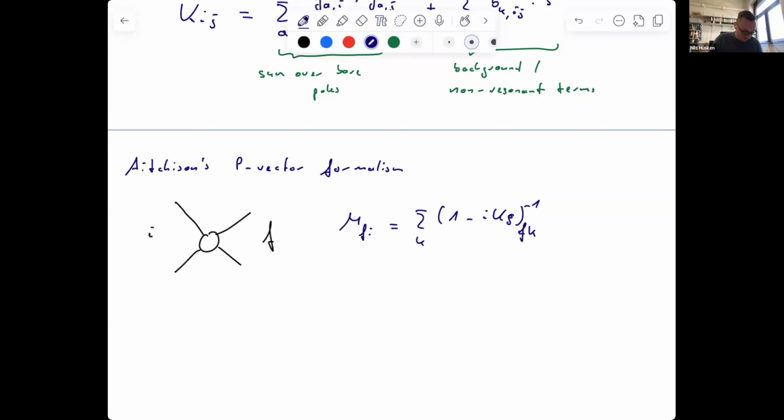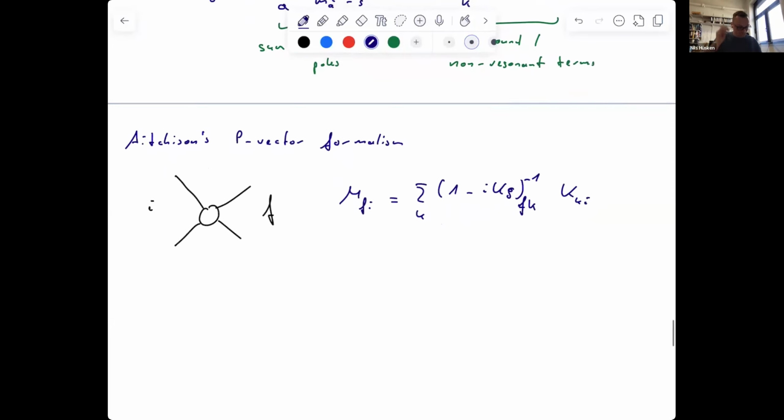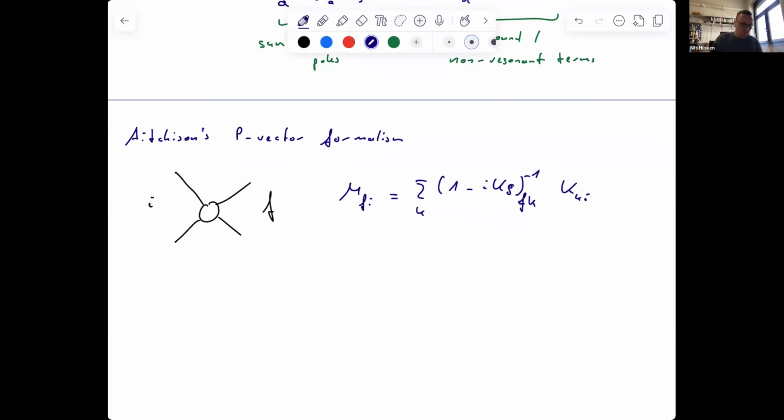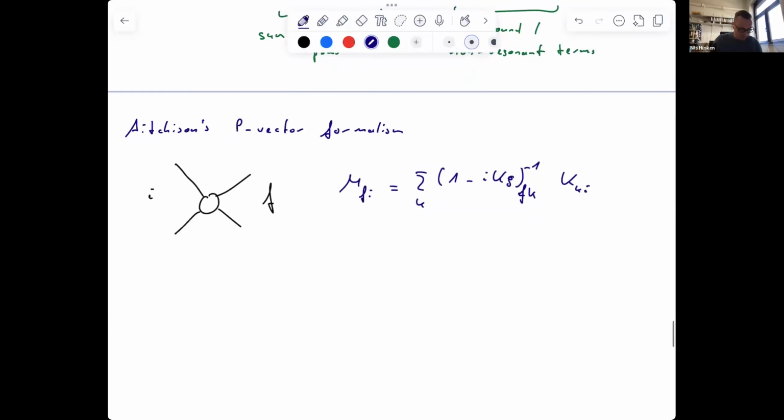We sum over the intermediate channel K and then have on the initial side here, our initial state, and that produces an intermediate pair of particles with index K. Now to get to the P-vector formalism, the most simple way possible, the only thing we need to do is realize that we can fix the initial state here.